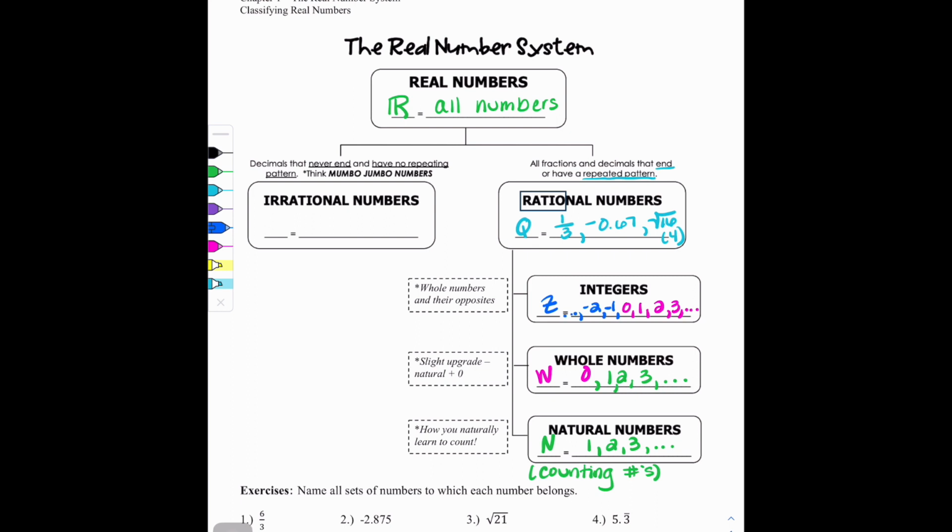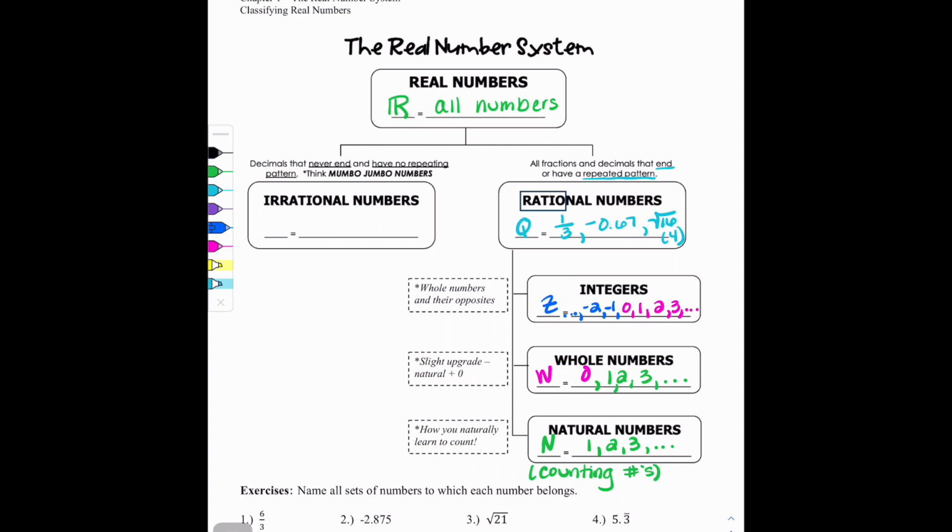So now you can see if we start at the smallest, we can describe ourselves by working our way up. Natural is what we learn to naturally count with. Whole numbers, you just add 0. Integers, you add the opposites. Rational numbers, you're adding in all the fractions and decimals. Okay? So when we split the original real numbers into two groups, rational numbers have all these subcategories that they can be broken down into.